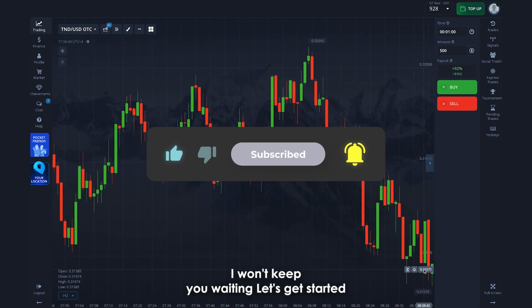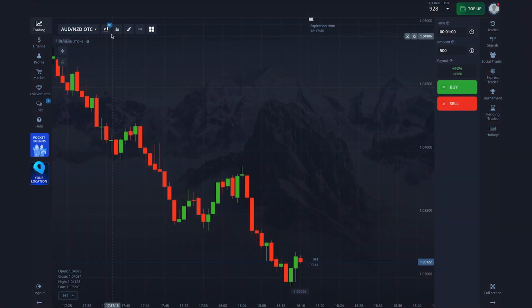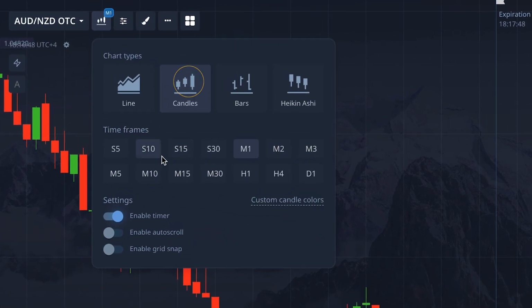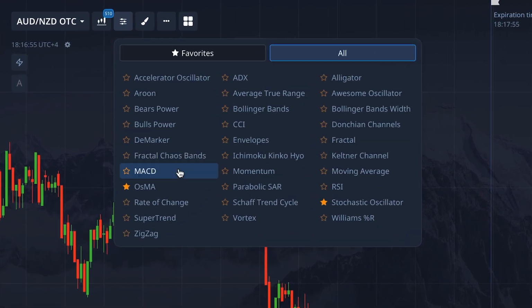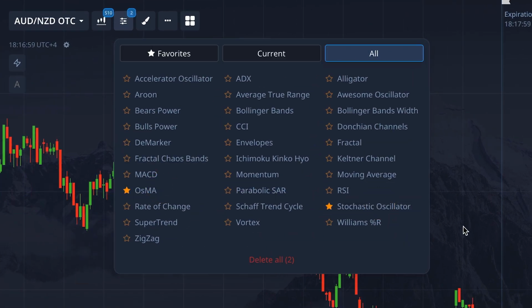I won't keep you waiting, let's get started. First, let's prepare the tools for work. I set classic candles with a time frame of 10 seconds. Go to the Indicators tab and select OSMA and Stochastic Oscillator.